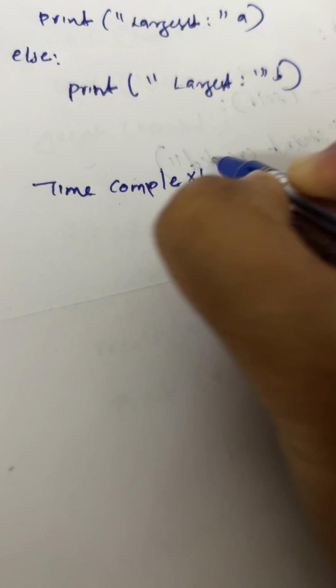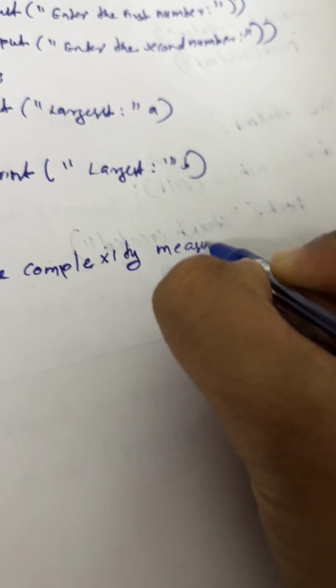Time complexity measures how the running time of an algorithm grows as the input size increases.